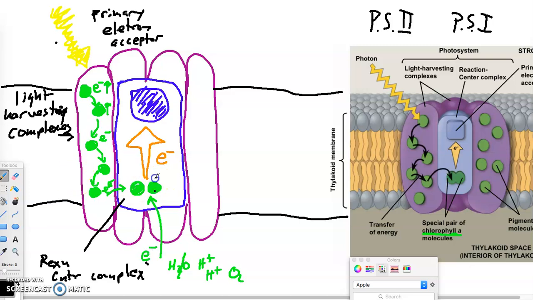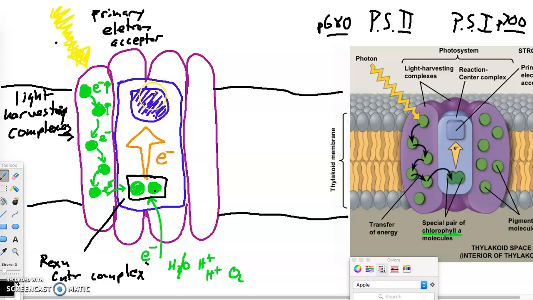This pair of chlorophyll A molecules in PS2 has a name. We call that P680. And in photosystem 1, we call that P700. It's just a slight nuance, and it refers to the particular wavelength that they receive. Anyway, slight difference. We don't need to get into it too much, other than to note that there is indeed a difference. Now let's go back and look at another difference.